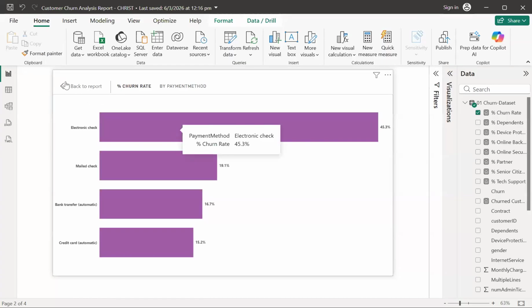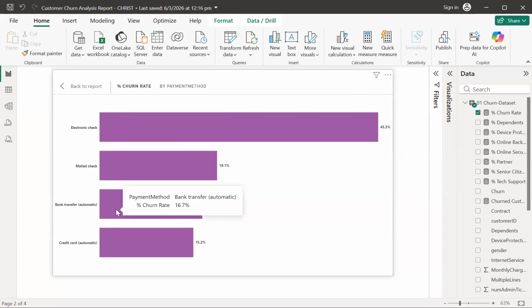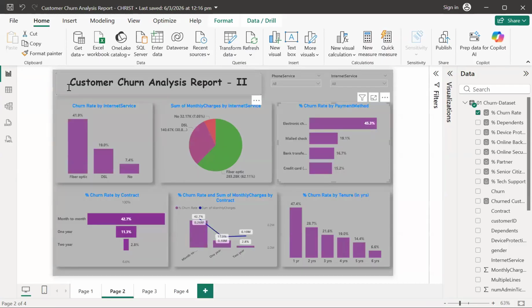Yeah, guys, it's done for everyone. Churn rate by payment method. So you can see what is the most preferred payment method for the customer, and it is definitely, even in today's scenario, the credit card and bank transfer, the online mode of payment, that is most preferred instead of those previous methods, mailed check or, let's say, the electronic check.